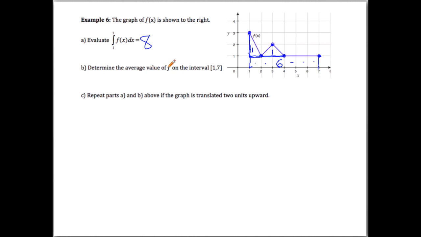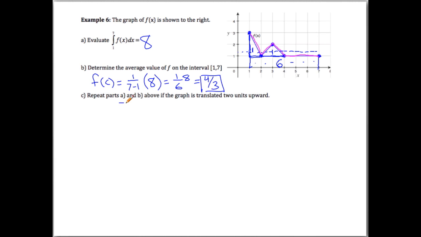So based on that, determine the average value of f on the interval. So what we're trying to do again is find what's the average height over that entire function on that interval. Well, we know that f of c, or the average value, is going to be 1 over, well, the interval width, so 7 minus 1, times the definite integral, which is going to be 8. So we get 1 over 6 times 8, okay, which is 8 over 6, or 4/3. Okay, so if we look here, 4/3 gives me the average value of this function.